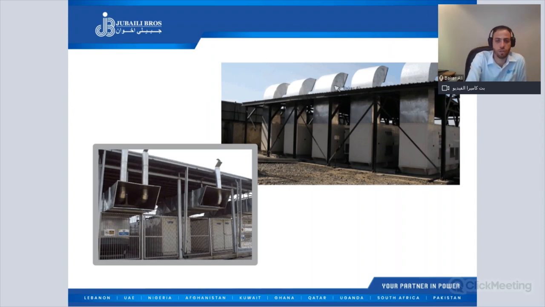These are some pictures of generator installation for multiple generators in the same room. Here we can see the radiator duct for the generators. And this is the exhaust system. See all the ducts in the same direction, in the same position, to avoid any circulation.